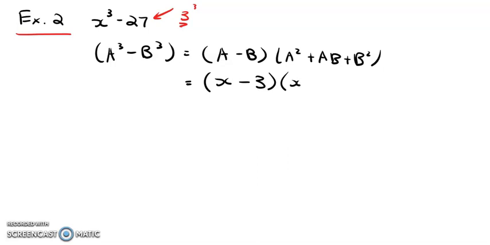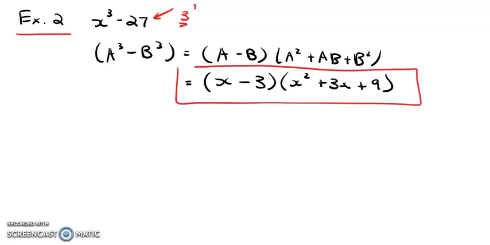A squared is going to be x squared, plus ab, that's going to be 3x, and then 3 squared is going to be 9, so we're going to say plus 9. And that's it, that's how we would factor this. Really not that complicated. We just need to break down everything into what we need and then apply the formula, and then we're able to factor this. Okay, let's look at another example.